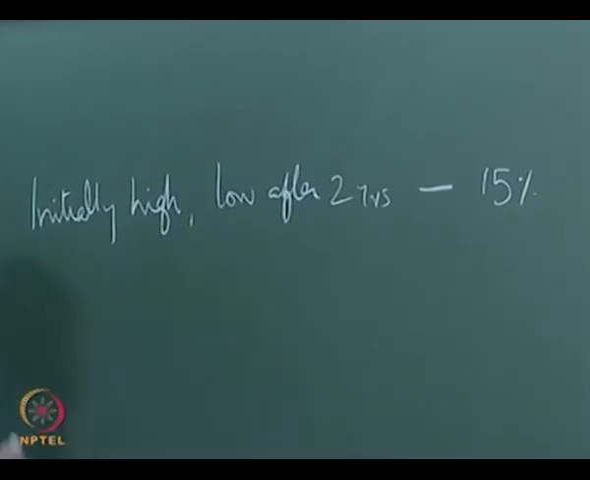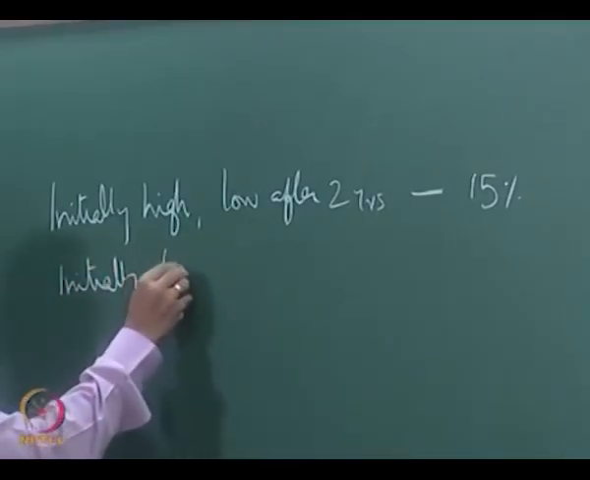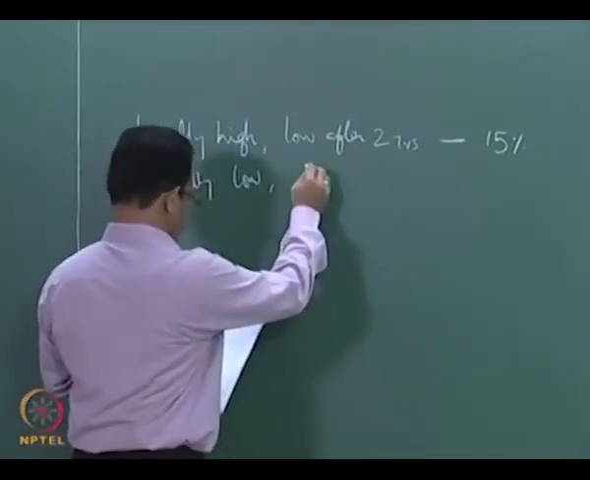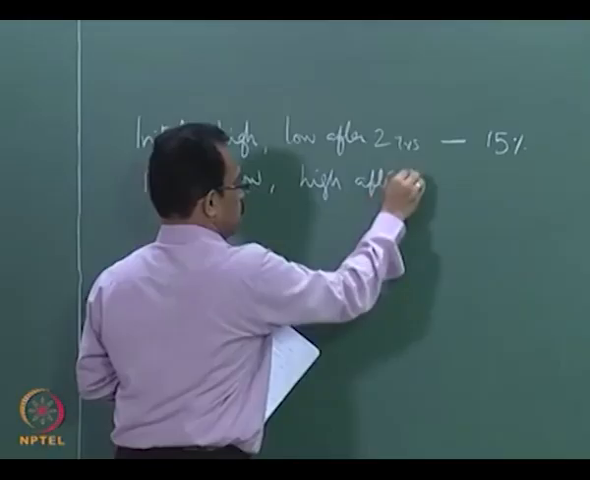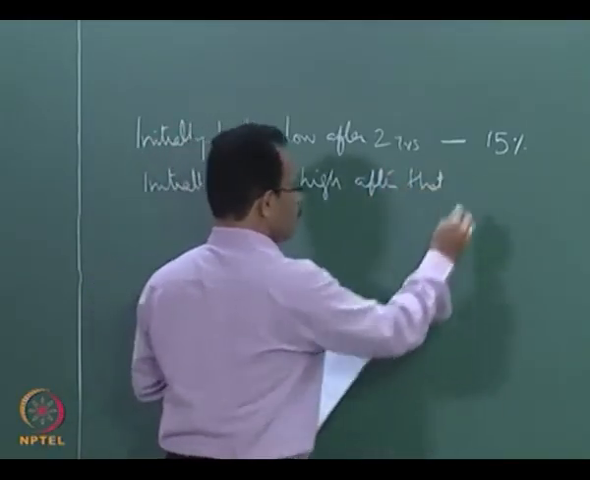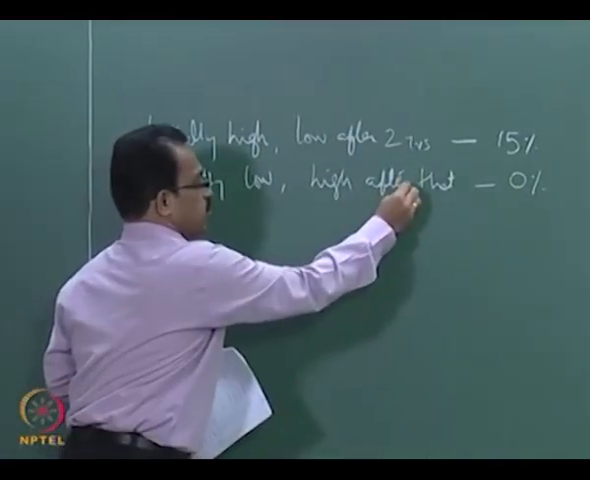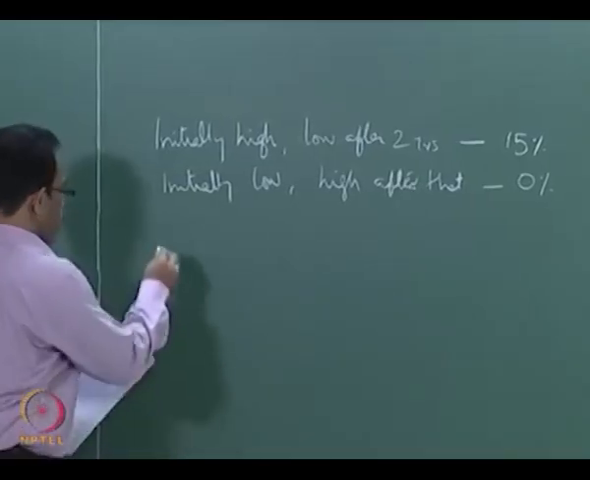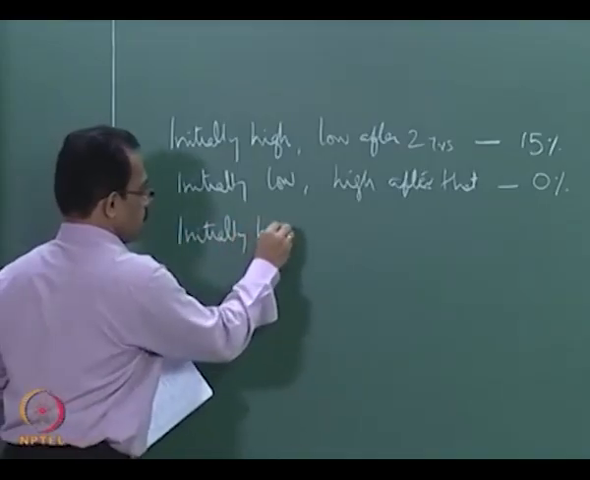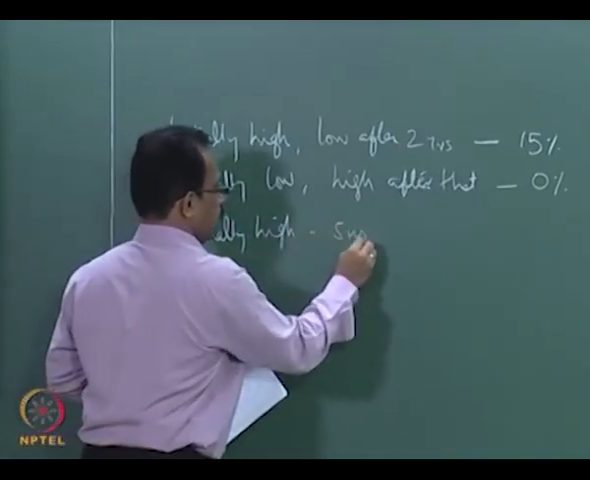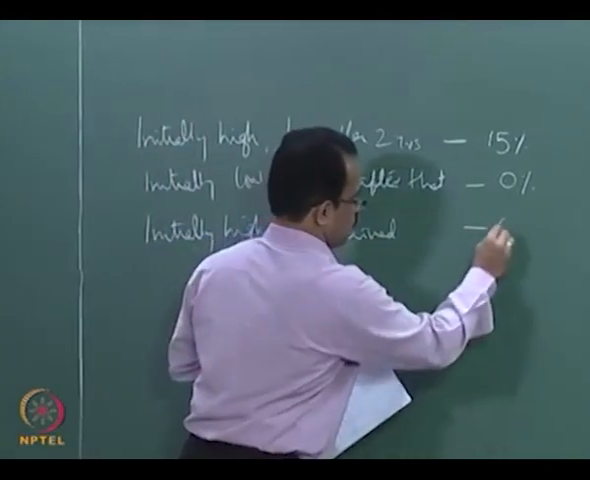The other one is where the demand will be initially low and be high after that. This is not identified, so that will be a 0 possibility for this one. Then initially high, so initially you have very high demand and this is sustained over the next 8 years. So this possibility is around 60%.